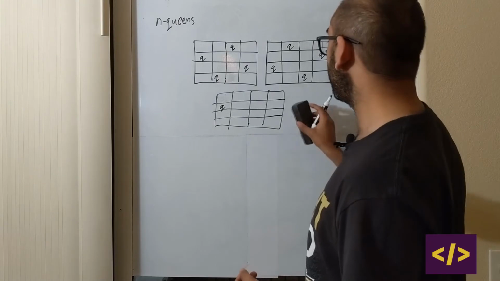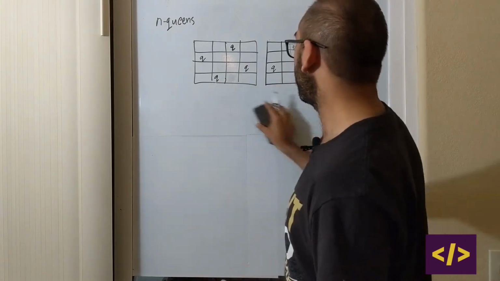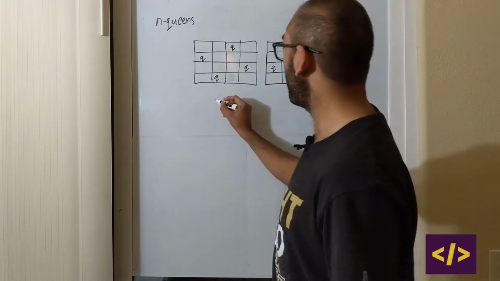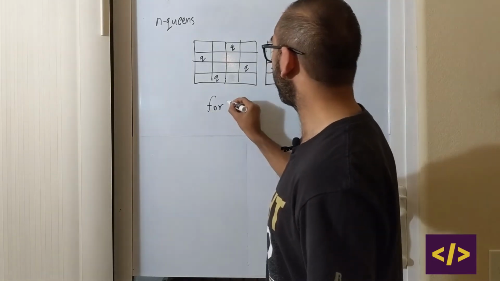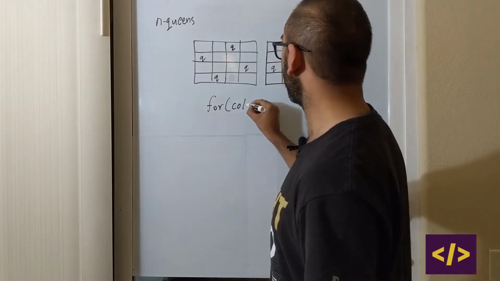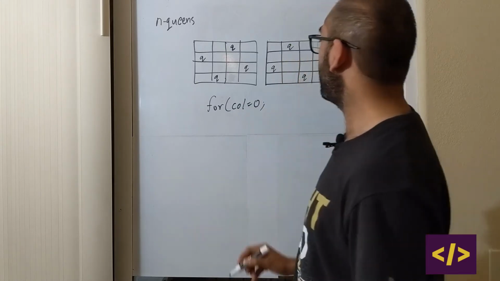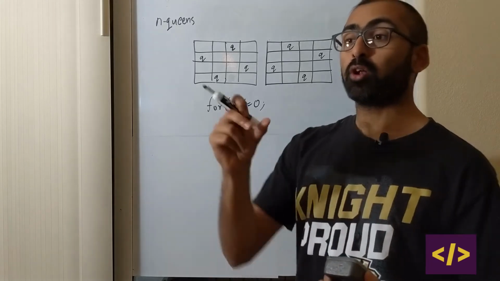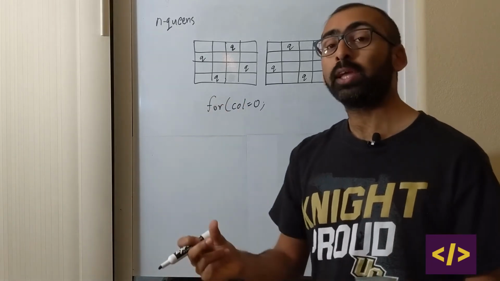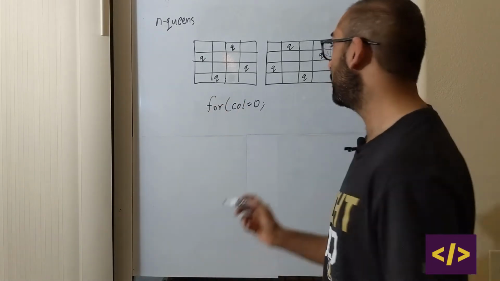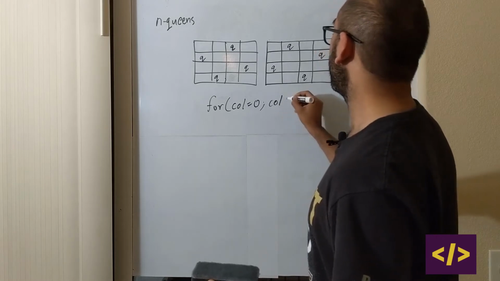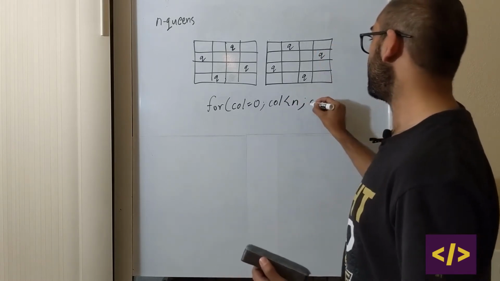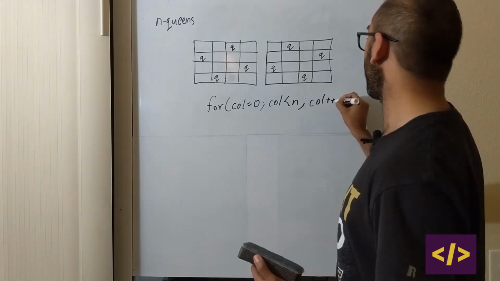So now the recursive part of this code comes in, where you have to go through every row. You have to check, can I put it in column 0? Can I put it in column 1? Can I put it in column n minus 1? So you have to go through every possibility and check if that's a valid possibility.